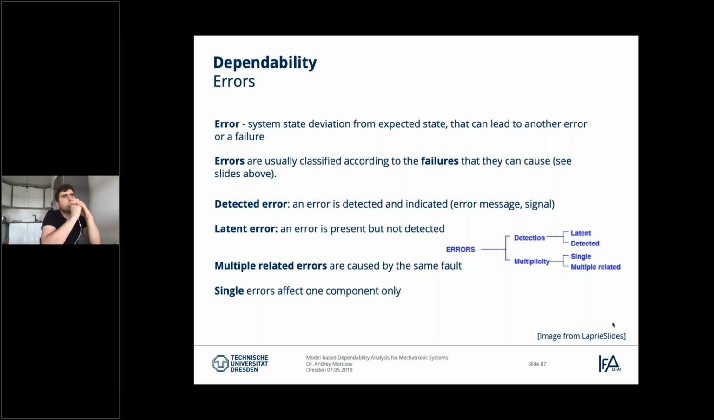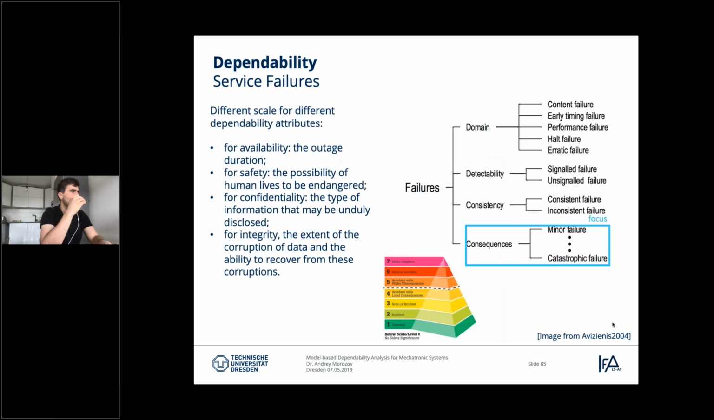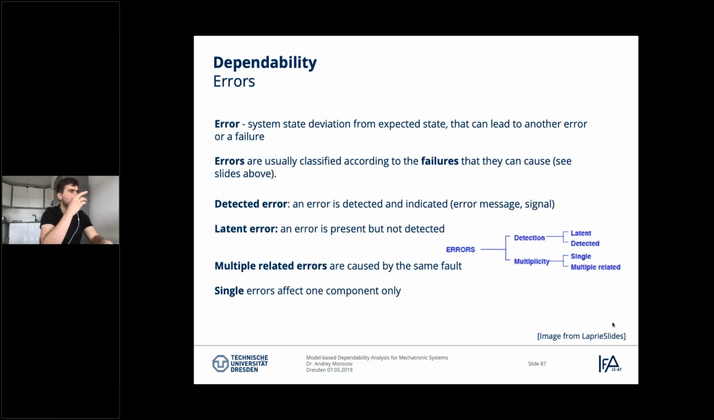And we also usually classify failures because, okay, the system has failed, and we need to predict the reliability and the severity of things. Errors are something inside, and it's not really important to classify them, but nevertheless there are some classifications, usually according to the faults or according to the failures. It could be a detected error or a latent error, which is a little bit similar to signaled failure and unsignaled failure, but for the error.